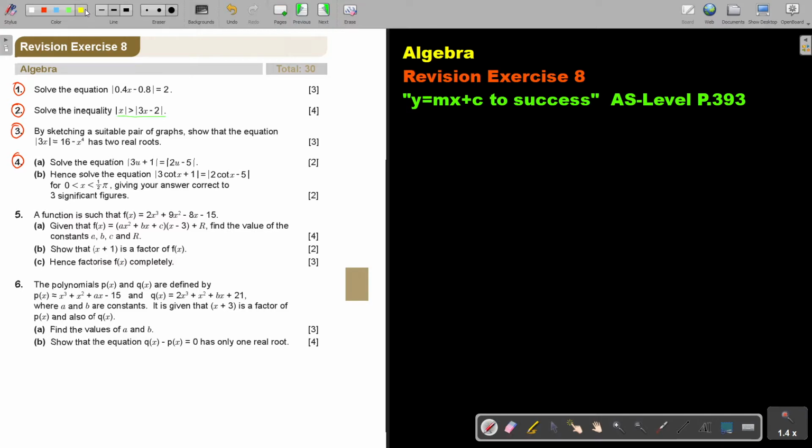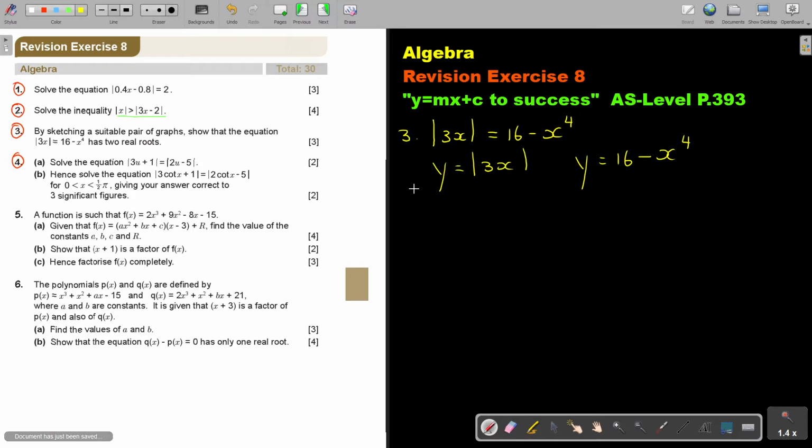Okay, so the next one, number 3: by sketching a suitable pair of graphs, show that the equation, 3x equals 16 minus x to the power of 4, has two real roots. So y is equal to 3x, and y is equal to 16 minus x to the power of 4.